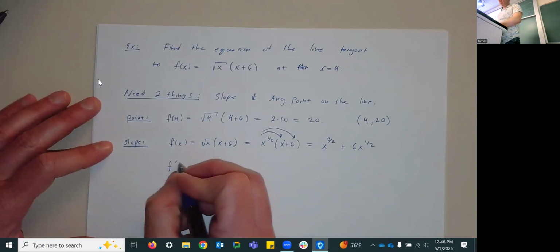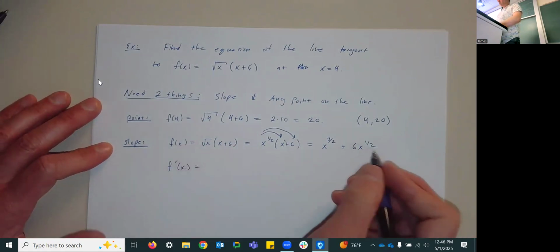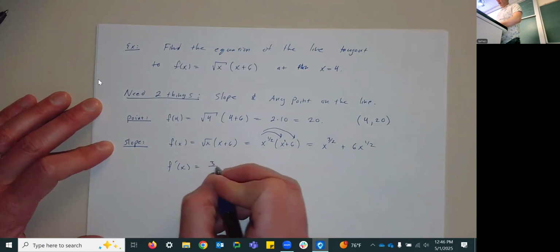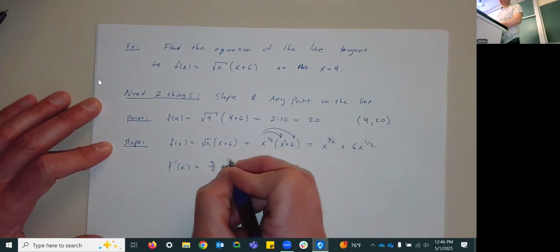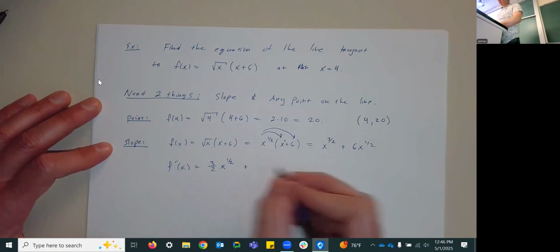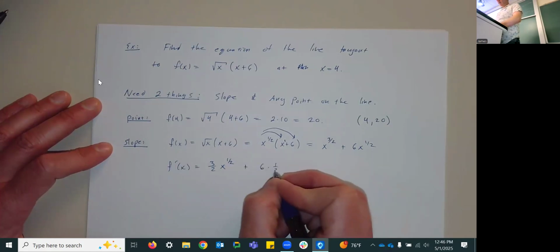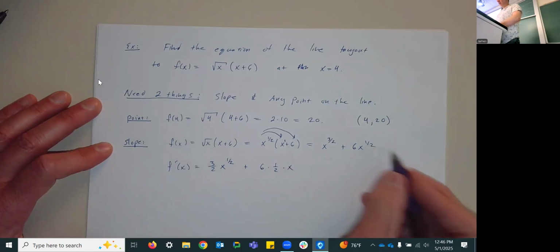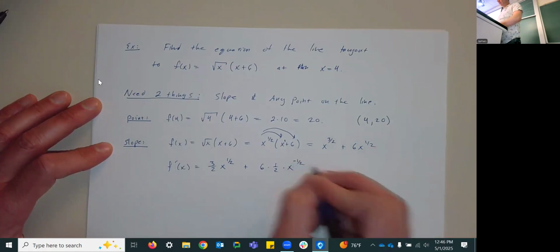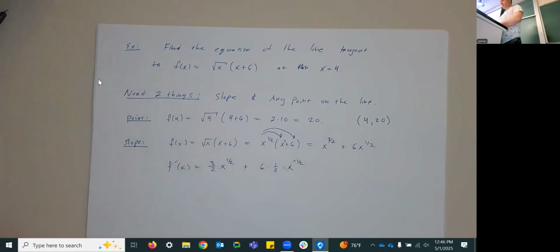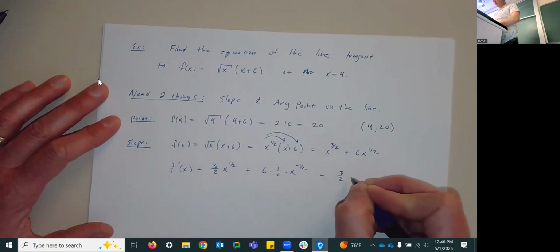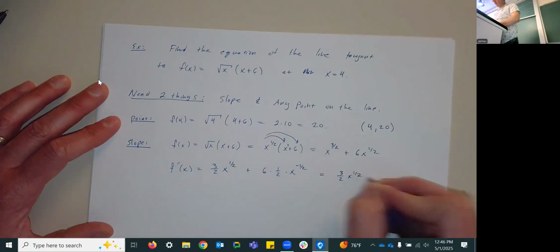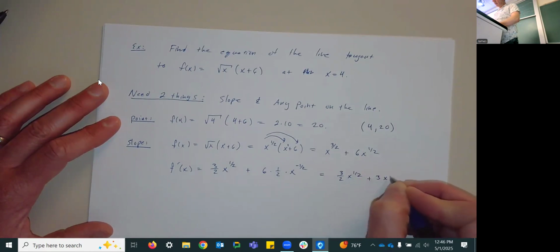So our derivative is going to be, again, power rule working here. So 3/2 times x to the 3/2 minus 1 is 1/2, plus 6 times 1/2 times x to the 1/2 minus 1 is negative 1/2. I would probably simplify this a tiny bit. I'd probably rewrite it as 3/2 x to the 1/2 plus 3x to the negative 1/2.